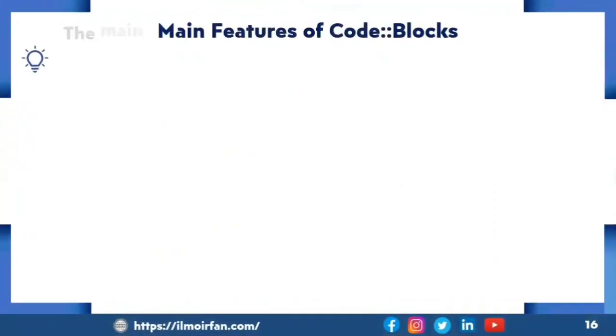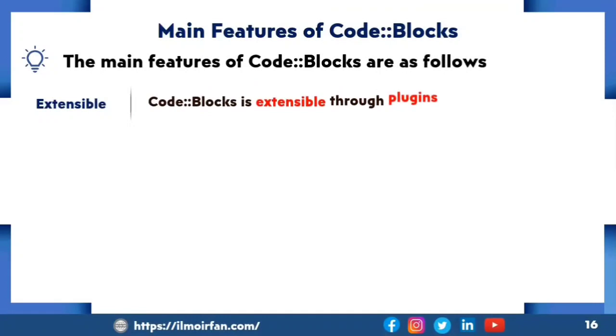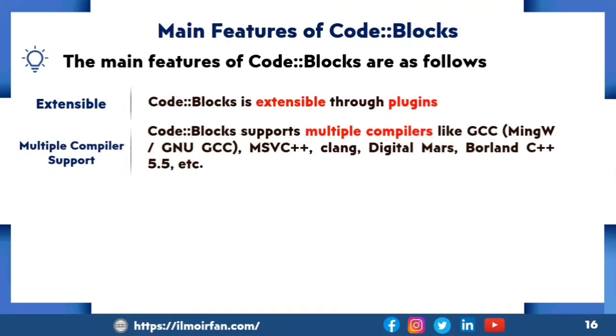Inshallah, in next slides, I will present main features and system requirements of code blocks. Main features of code blocks are as follows. Number 1, extensible. Code blocks is extensible through plugins. Second feature of code blocks is multiple compiler support. Code blocks support multiple compilers like GCC, MSVC++, Clang, Digital Mars, Borland C++ 5.5, etc.